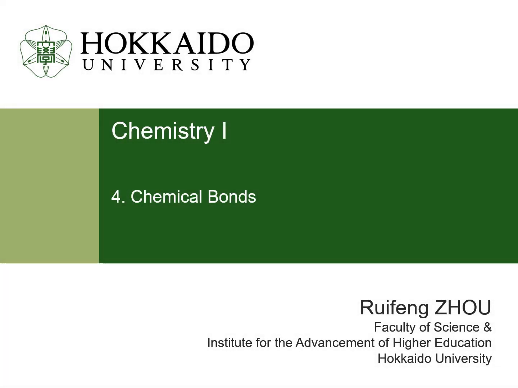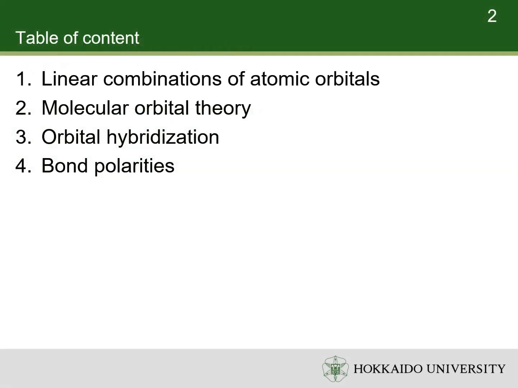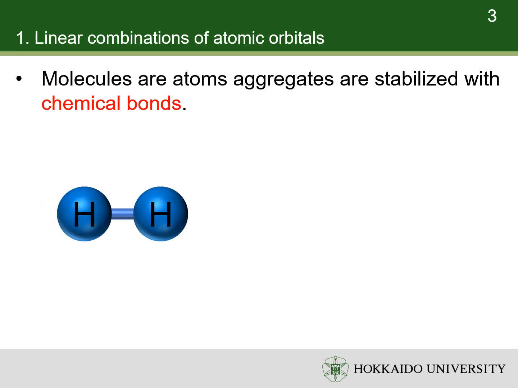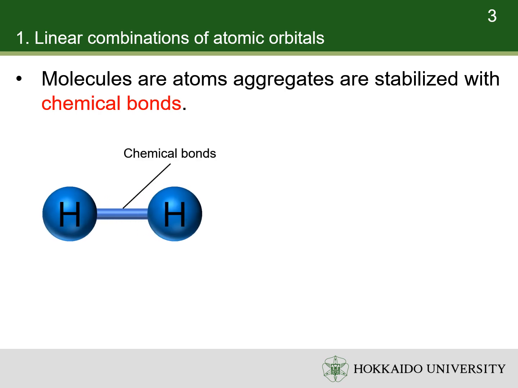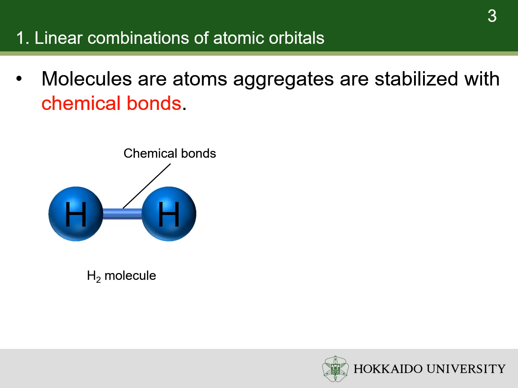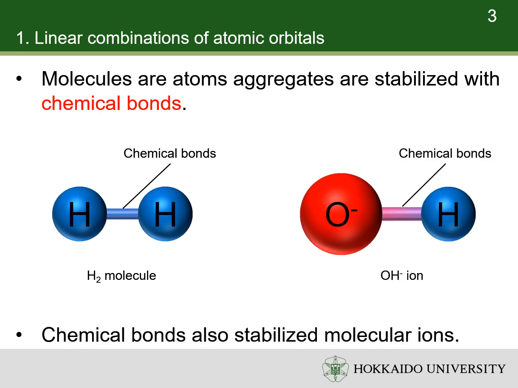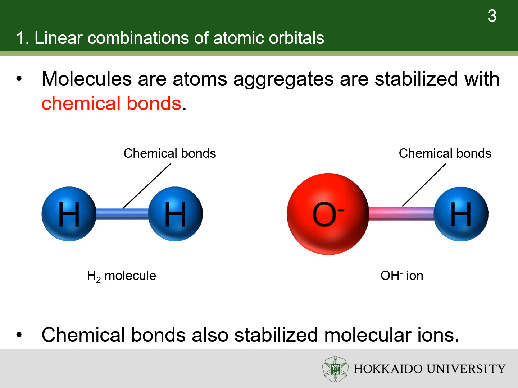The topic of this chapter is chemical bonds. Between two or more atoms, there may be interactions between them to lead to the formation of an aggregate with sufficient stability. Such interactions are called chemical bonds. Chemical bonds make it convenient for the chemist to consider the aggregate as an independent molecule. Chemical bonds also stabilize ions with two or more nuclei called molecular ions.